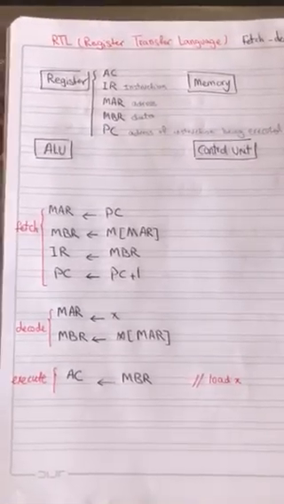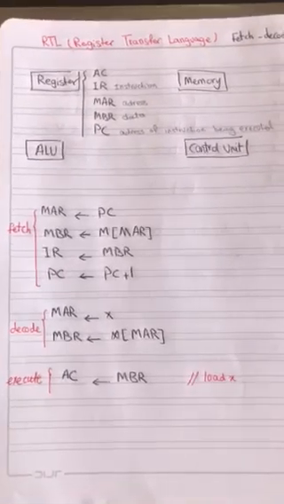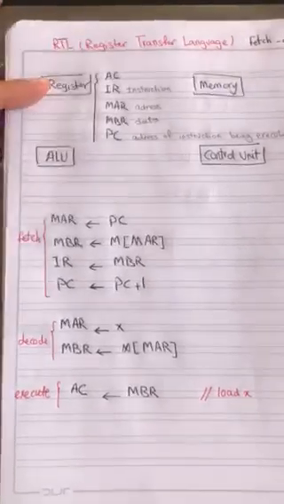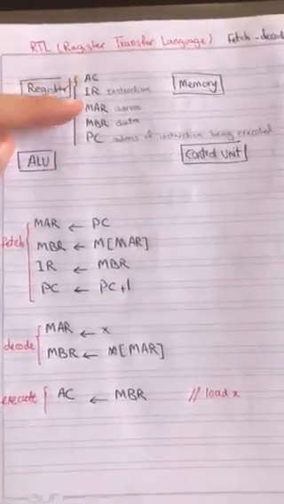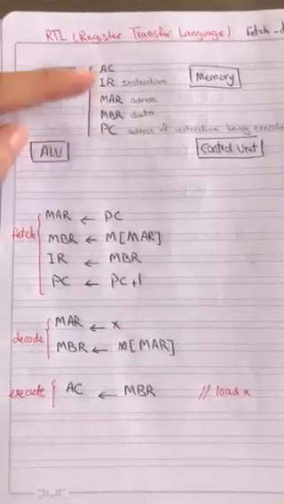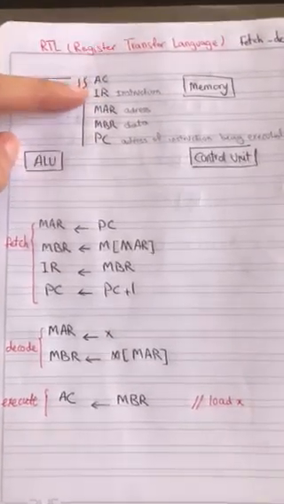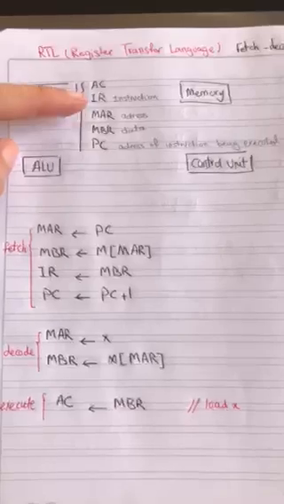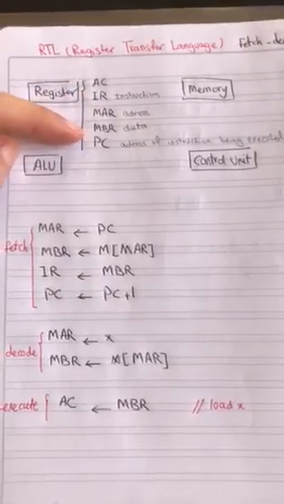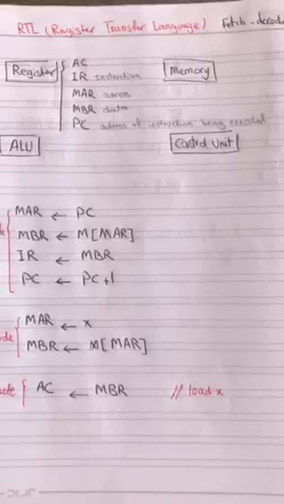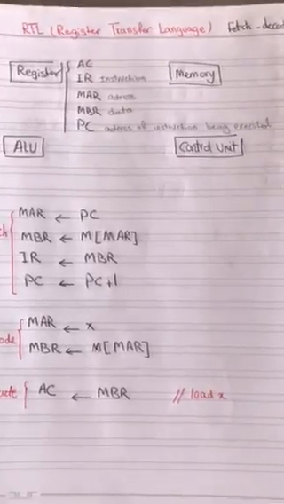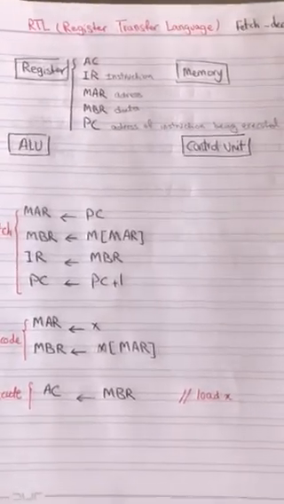To start with, we first need to know that MARIE architecture has 5 registers: AC, IR, MAR, MBR, and PC. IR contains the instruction, MAR has the address, MBR has the data, and PC has the address of the instruction that's being executed at the moment or is going to be executed next.